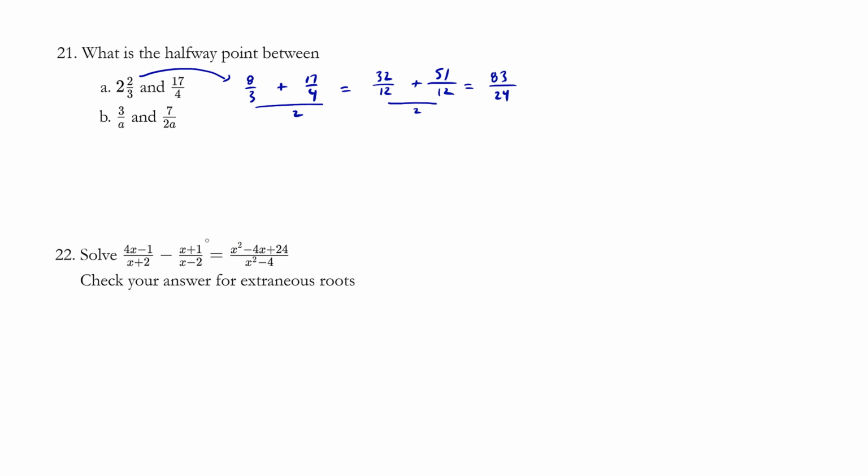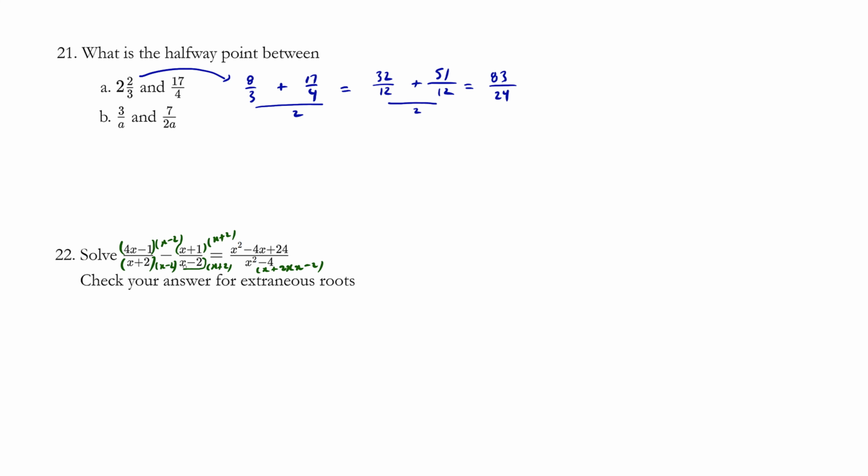Okay, so let's solve. Let's try to make all the denominators the same. So let's multiply. We're going to multiply this term by x minus 2, and we have x minus 2, and we're going to multiply this term by x plus 2 and x plus 2, and this one here, the bottom already is, if you factor it, x plus 2, x minus 2. So notice how we now have the same denominators all across the board.